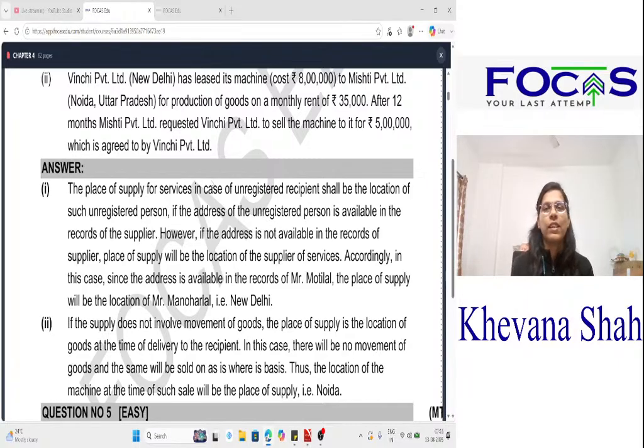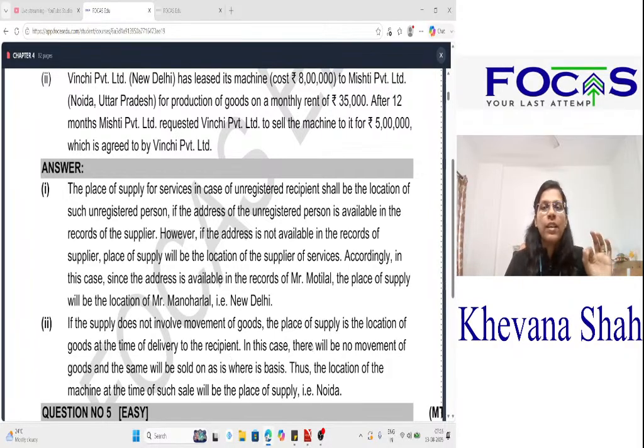So see, this is a case of lease of machine. The machine is not moving anywhere, okay? It is being sold from the place where it is. So see the answer. If the supply does not involve movement of goods, the place of supply is the location of the goods at the time of delivery to the recipient.